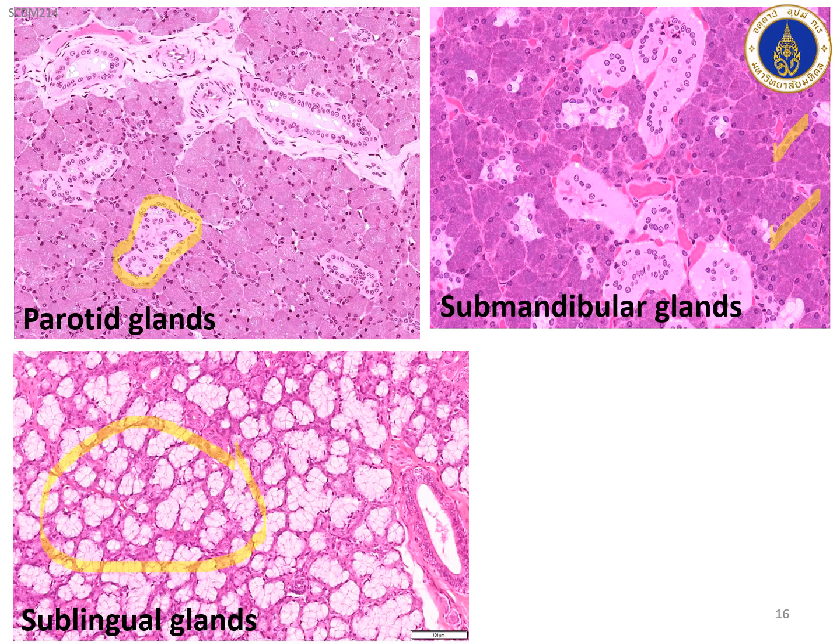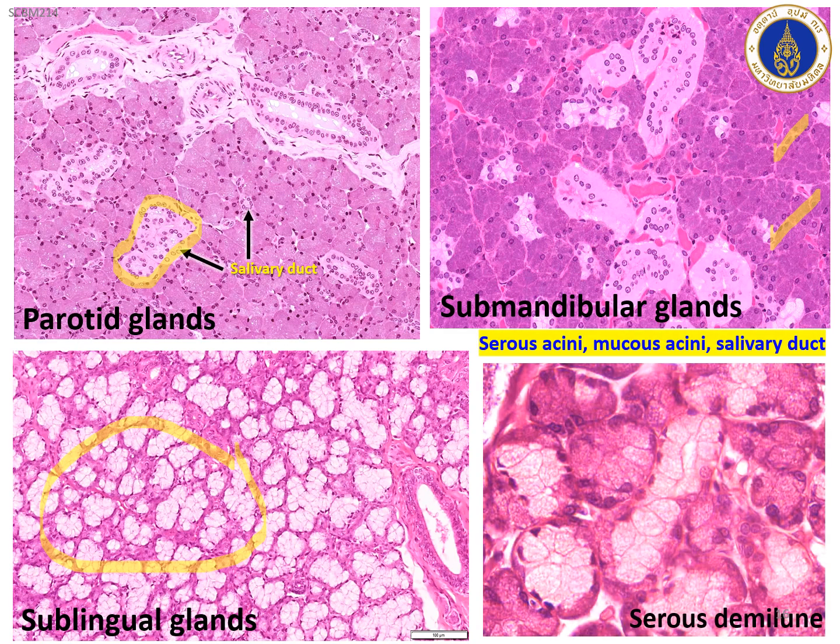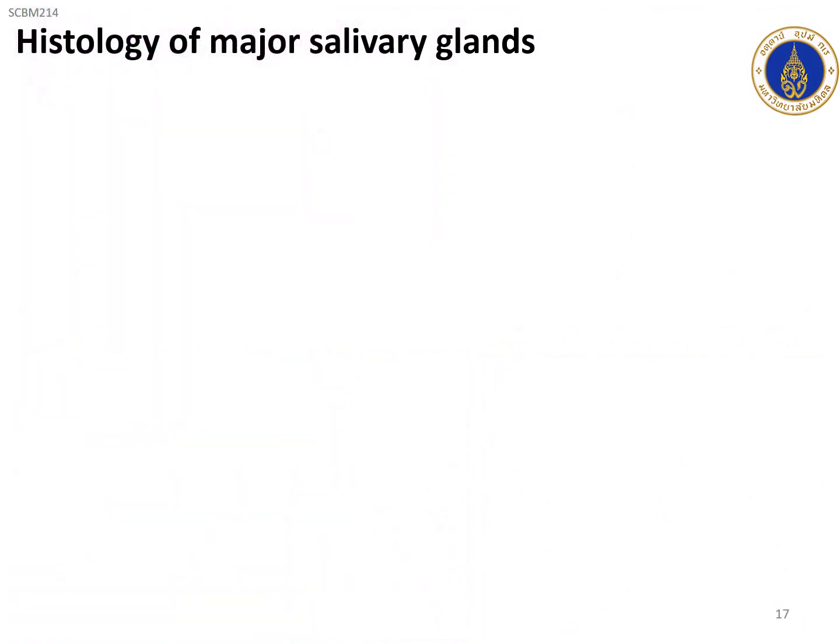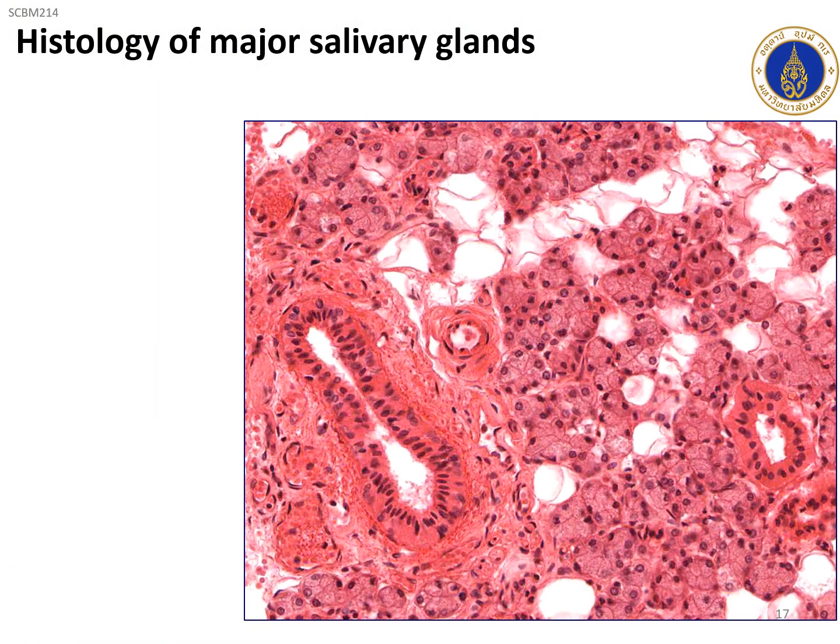The mixed salivary glands present the appearance of serous demilune. It is characterized by the crescent serous cells located in outermost area of the mixed acini. Can you identify the duct cells and salivary acinar cell?